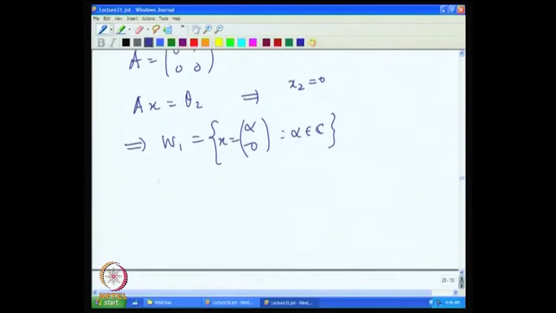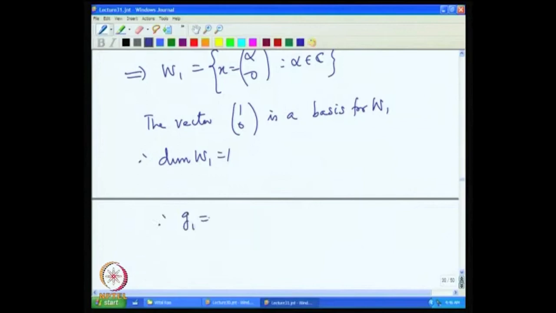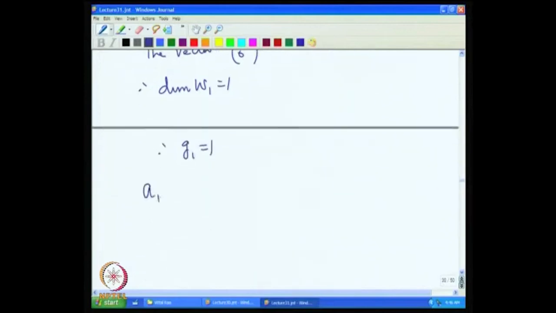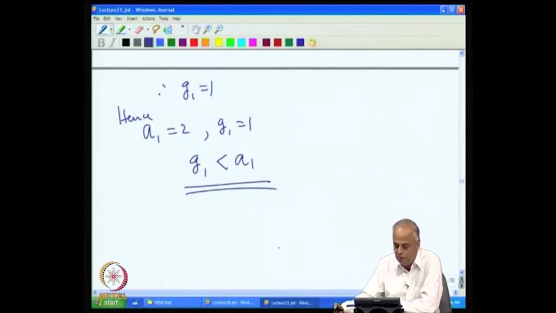And the vector (1, 0) is a basis for W1. And therefore, the dimension of W1 is 1, and therefore, G1 is equal to 1. So, in this case, we have A1 equal to 2, G1 equal to 1, and we have G1 strictly less than A1. So, therefore, there are situations where geometric multiplicity is less than algebraic multiplicity, and therefore, we look at a class of matrices for which this is always guaranteed.